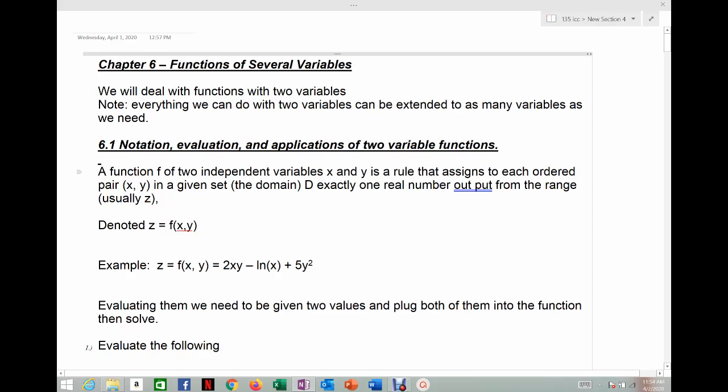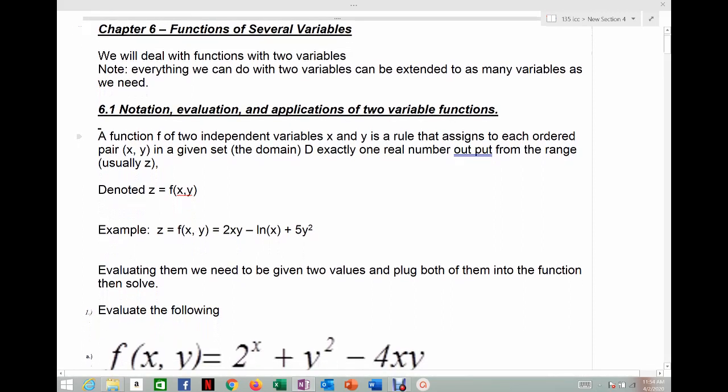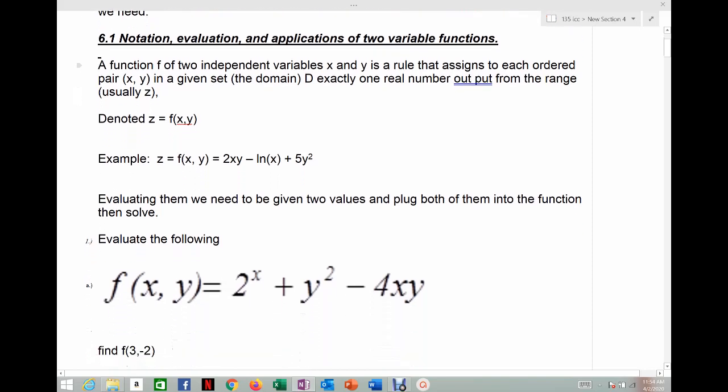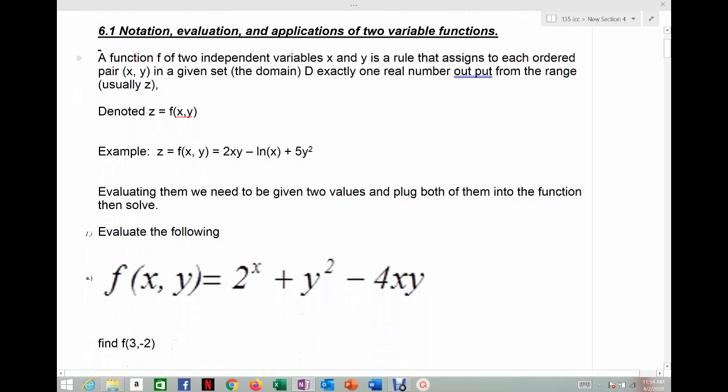Alright, so today's set of notes starts chapter 6. Chapter 6 is looking at functions with several variables, and we're going to be dealing with two variable functions, but everything we do with two variables could be extended to 3 or 4 if we wanted to. But like I said, we're going to stick with two variables. Just to remind you of what two variable functions are, the notation we're going to use, and then I'm going to do a simple application.